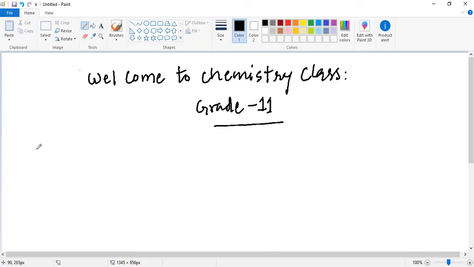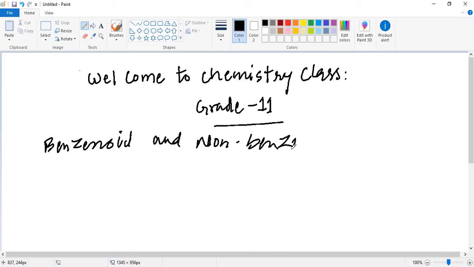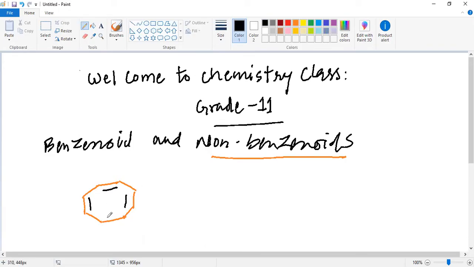In the last period, we have studied about the benzenoid and non-benzenoid compounds. At last we have studied about the non-benzenoids, and we have seen a few examples. The last example was yet to be discussed. This is the example of the compound which is known as Cycloocta Tetrane. This compound is known as Cycloocta Tetrane.